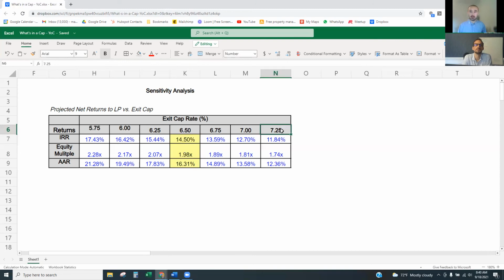And then on the downside, which is, I would argue, more important, is what's the worst case scenario? In this case, we felt that things would get to potentially a 7.25% cap rate on the exit. And are we comfortable with these returns? And again, this is all just to inform us of what are the likely outcomes on this particular investment, and are we comfortable with them?